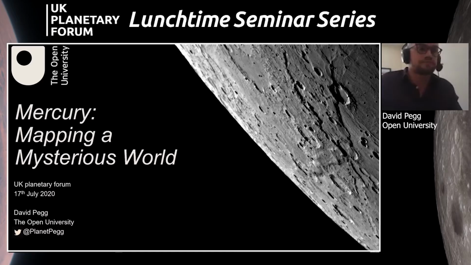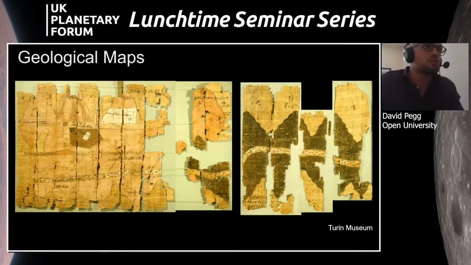So we start off looking at a geological map, and this is the oldest geological map. It is the Turin Papyrus map. It's from Egypt, from 1150 BC, and it's a geological map with a purpose.